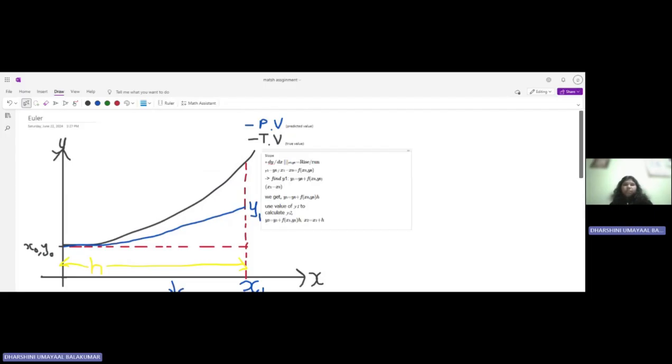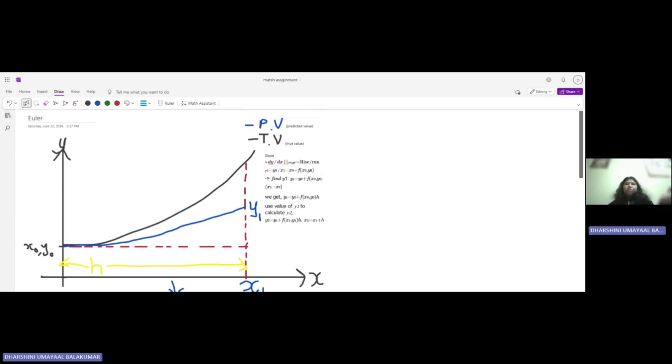Today we'll be talking about my math assignment part 1, where I explain the process of Euler's method. So here is a particular graph which I did for my x0, y0. This black curve is my true value curve and my blue curve is my predicted value of y1 and x1.